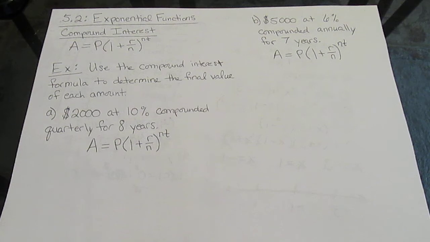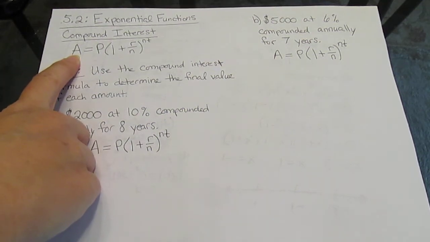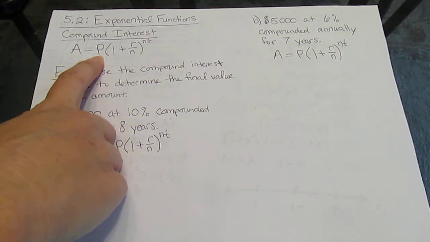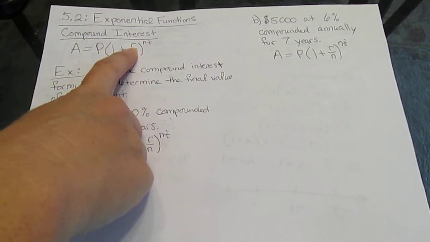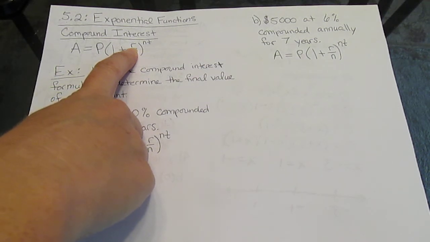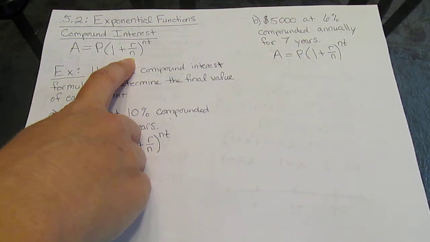We've got A equals P times the quantity 1 plus R divided by N, and then all of that to the NT power. Well, let's talk about what each of these mean. The A here is the ending amount. The P is the beginning amount. The R is the rate, and you want to make sure you put the R into the formula as a decimal.